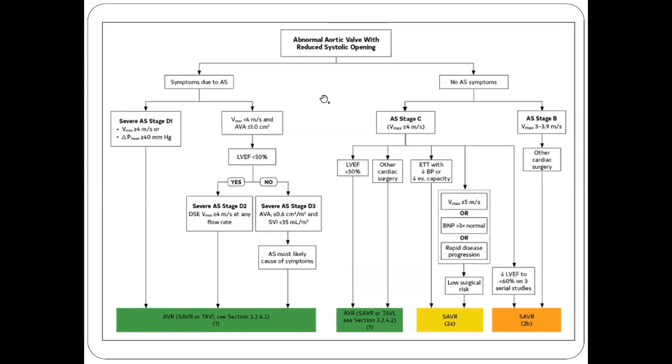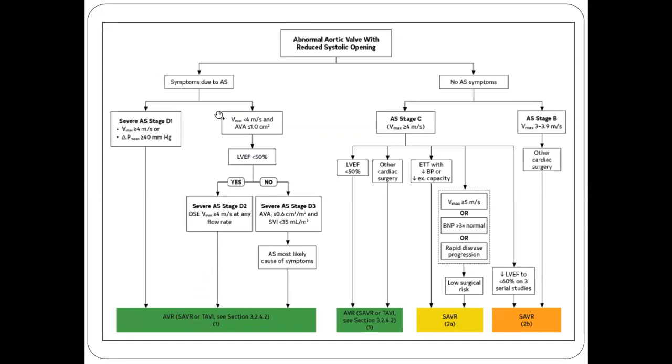And coming to the treatment, since the natural history of this bicuspid aortic valve lands in aortic stenosis in and around the fourth decade, the patient presents to us with signs and symptoms of aortic stenosis. Whenever we have an abnormal aortic valve with reduced systolic opening and symptoms due to AS, we see if it's severe AS. Stage D1 is set when the Vmax is more than or equal to 4 meters per second or the mean delta P is more than 40 mmHg. Then aortic valve replacement, SAVR or TAVI, is considered.